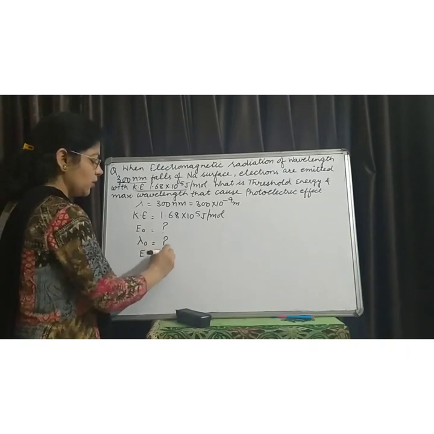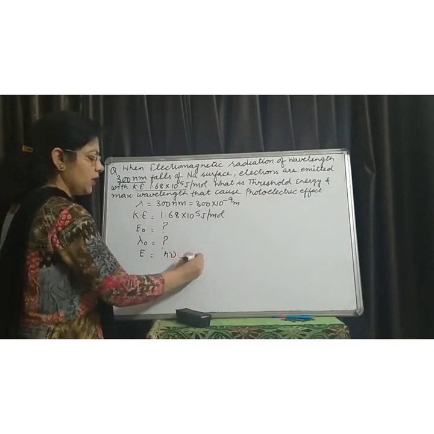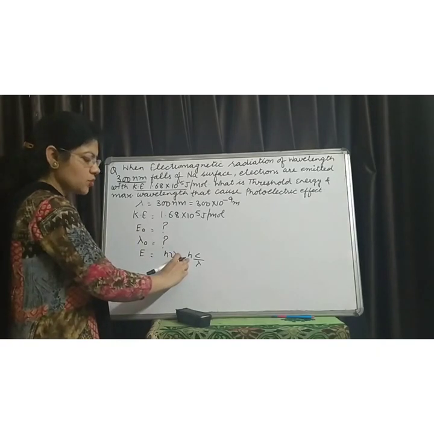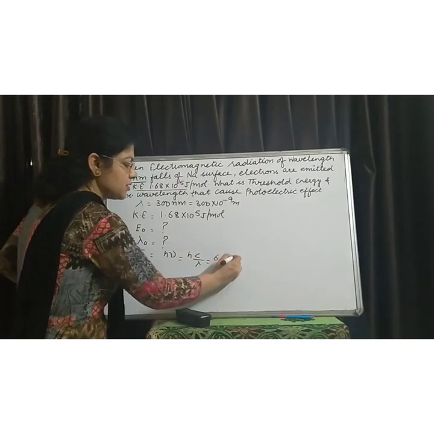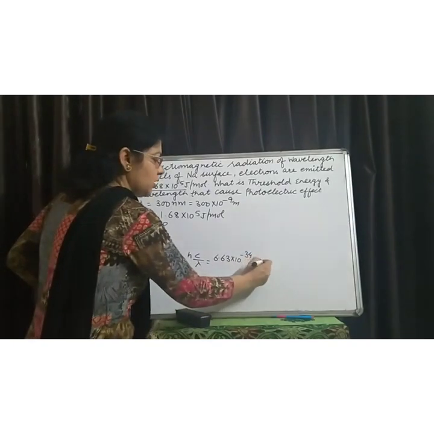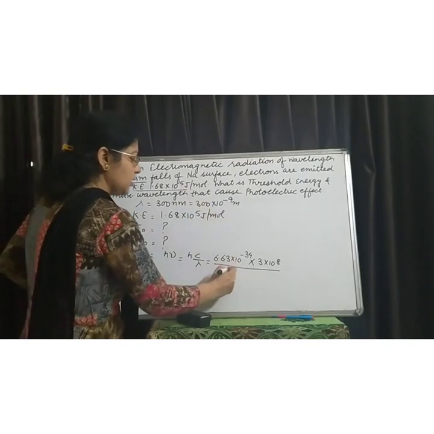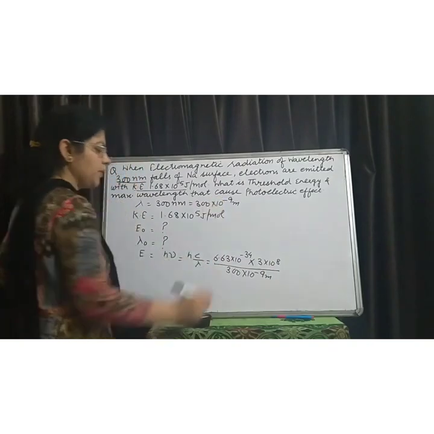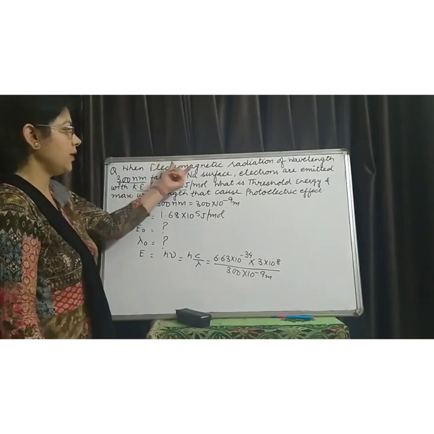For this, E is equal to h nu. Here lambda is given to you, so put E is equal to hc upon lambda, where h is Planck's constant and c is velocity of light. It is equal to 6.63 into 10 raised to power minus 34. The value of c is 3 into 10 raised to power 8, and lambda is 300 into 10 raised to power minus 9 meter. This is the energy of one photon or one radiation.